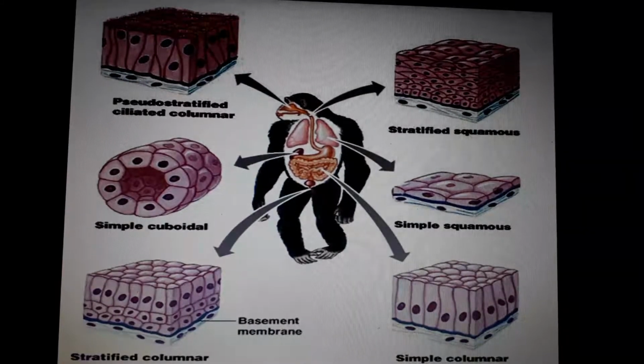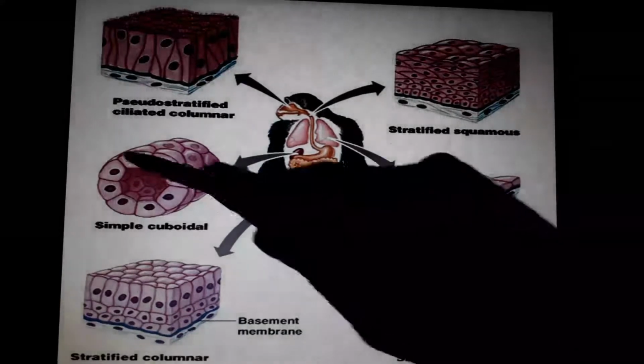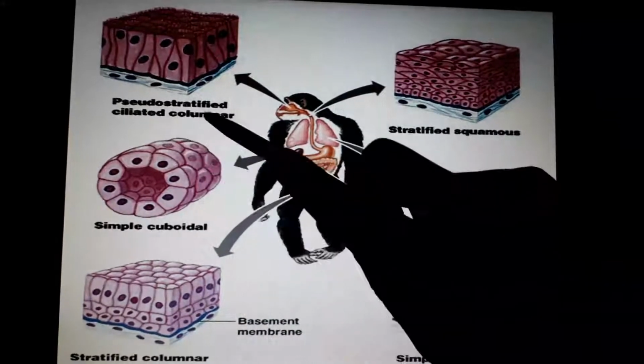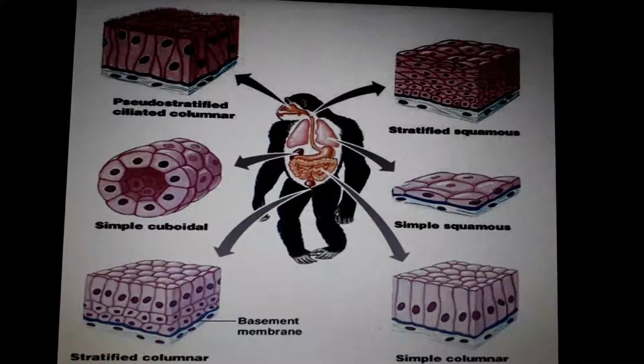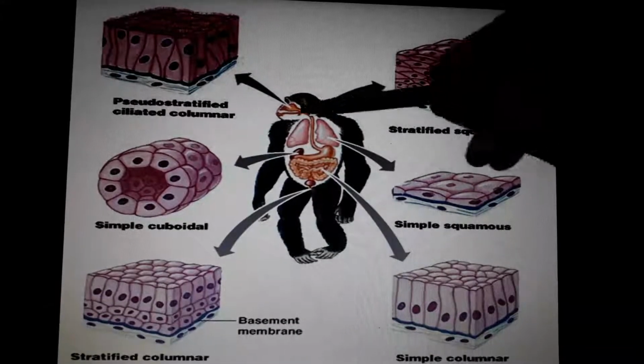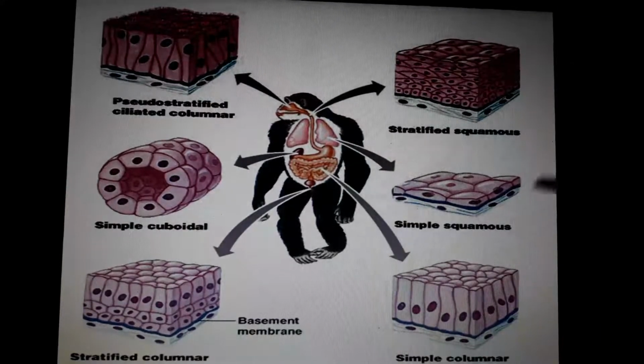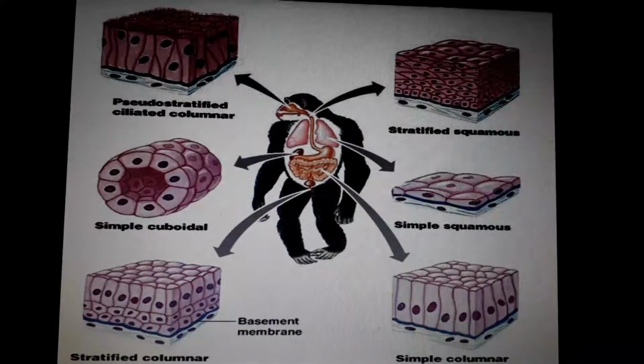See, pseudostratified ciliated columnar, where is it present? Respiratory tract, ciliated, isn't it? Ciliated columnar epithelial tissue is in the respiratory tract. Next, stratified squamous, where? Thick. Here it is shown as our vocal cord. That much we don't have to study. Simple squamous, you know, lungs. Simple columnar, where? Intestine. Columnar is also in the respiratory tract.